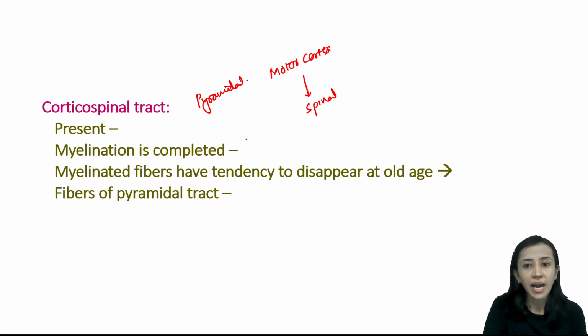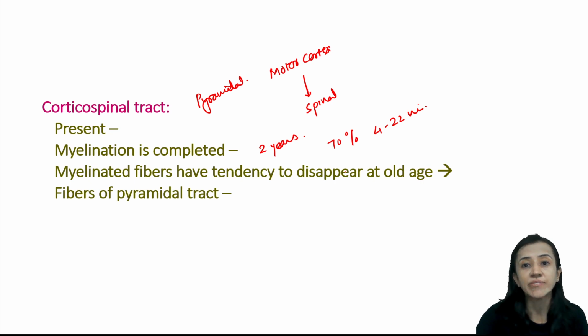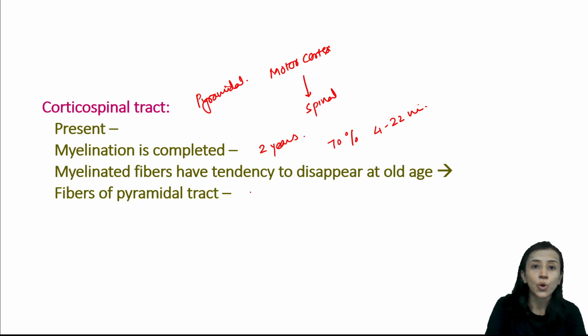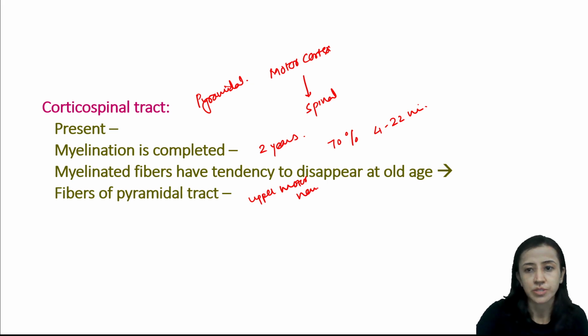Although they are present since birth, the myelination is completed by the age of 2 years. And of these fibers, 70% are myelinated, and the diameter is about 4 to 22 micron. These myelinated fibers have a tendency to disappear in old age, and that is the reason for automatic shivering movements. Now, these fibers of the pyramidal tracts are axons of upper motor neurons. Upper motor neurons are also known as pyramidal neurons.